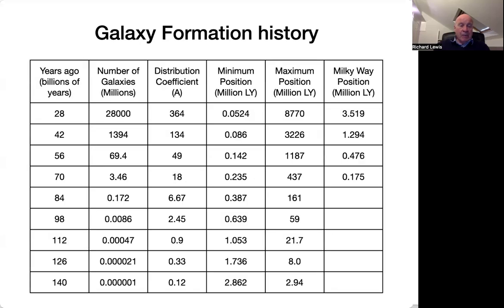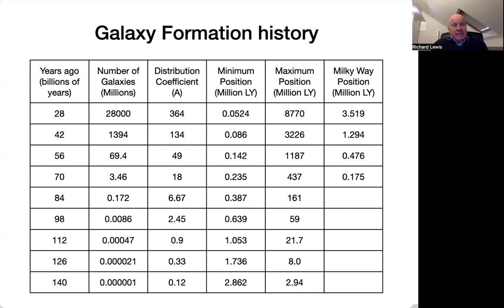So turning that into a table, you can see that starting from 28 billion galaxies at the time of formation of the event horizon, we reduce this by a factor of 20 every 14 billion years until 140 billion years ago, we had just one galaxy. So this is the first galaxy to form. So our distribution coefficient, we reduce by a factor of 2.71 every 14 billion years.